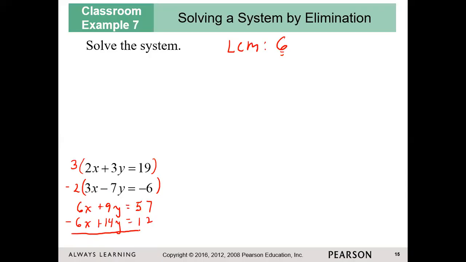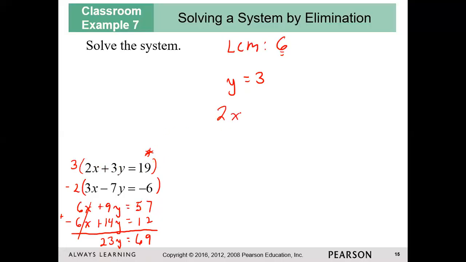And now I can add these equations together. These eliminate, the x's are gone. This becomes 23y is equal to, and this is going to be 69. And when I divide both sides by 23, I get a y value that is equal to 3. And now I've figured out what one of my components is. I'm just going to substitute it into the other equation. Doesn't matter which one. I'm going to just pick the first one, and then I'll figure out what x is.